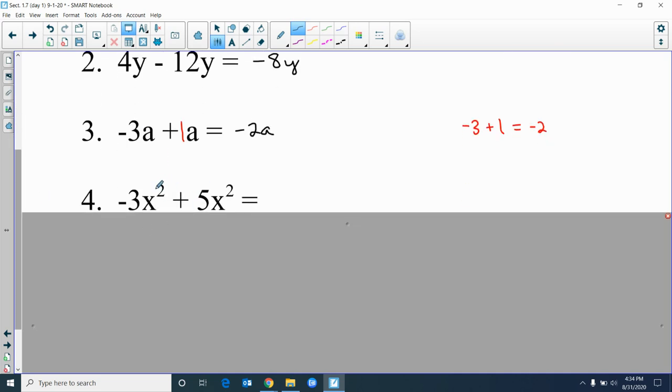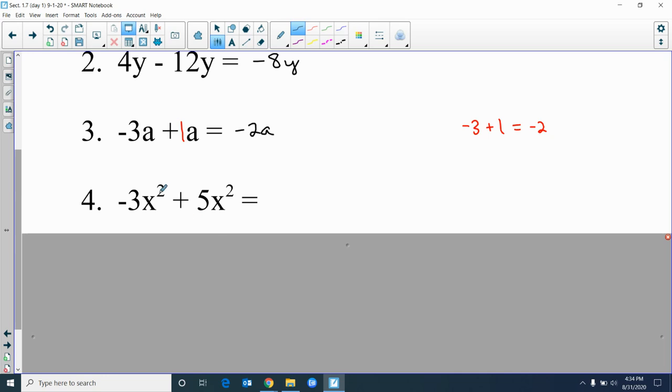All right, we haven't done a lot with exponents, but these are still like terms. Same variable x, same exponent. You do not do anything with the exponent, just the constants. Negative 3 plus 5 is positive 2. It stays x squared.